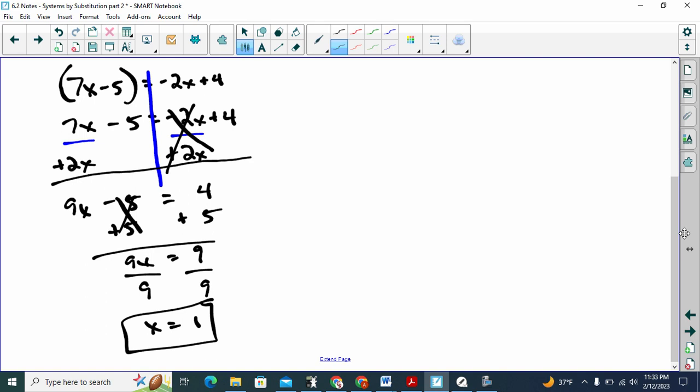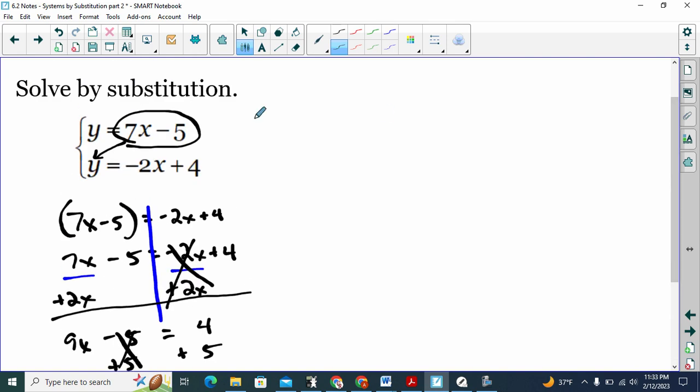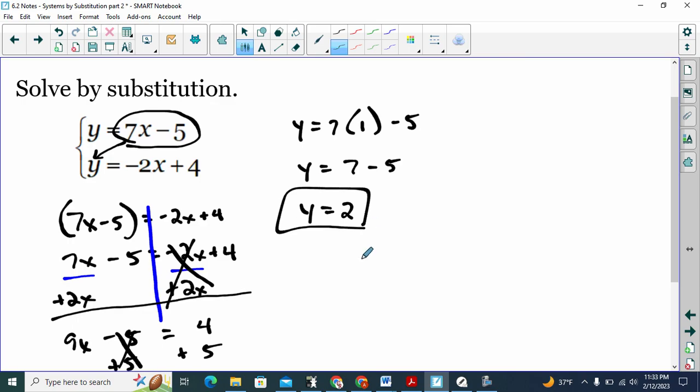Don't forget to get your y value. We can get our y value by plugging 1 into either equation. Doesn't matter which one. I'm going with the top one. Y equals 7 times 1 minus 5. 7 times 1 is 7. 7 minus 5, I get y equals 2.